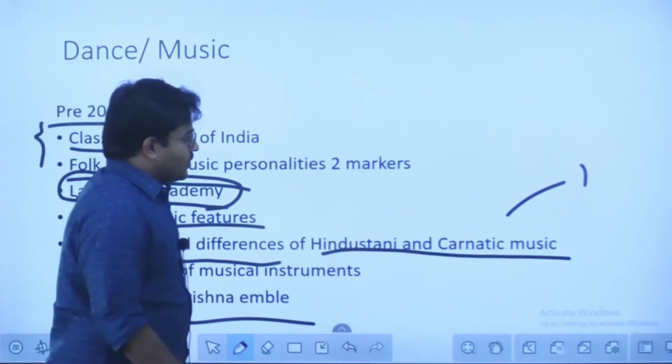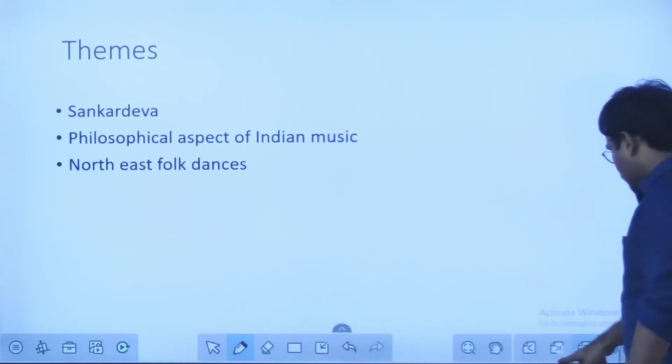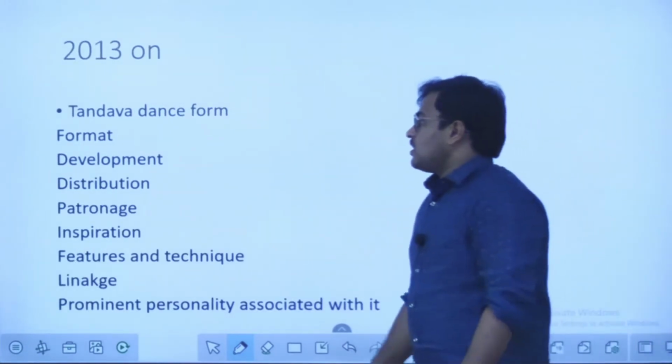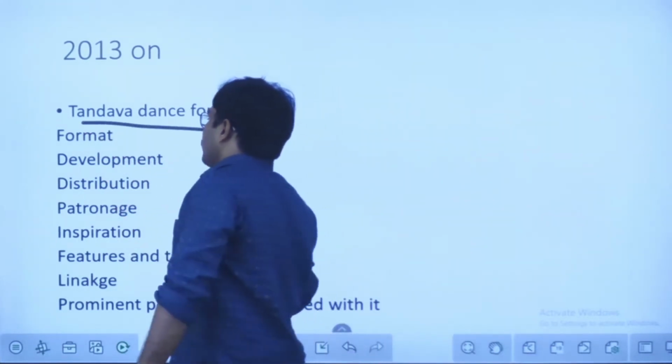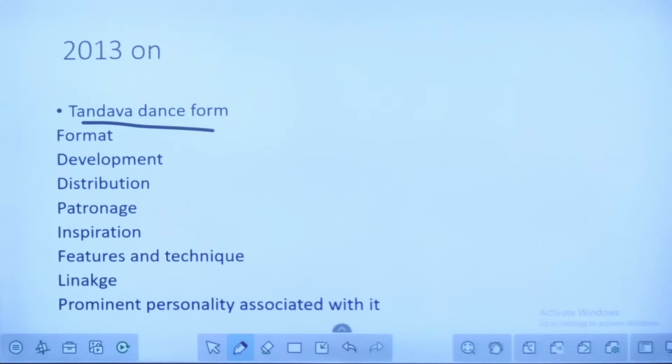Then from 2013 till now, they asked only one question on this cultural theme, that is Tandava dance. There you have to just write the symbolism of Tandava dance. And when it comes to the format, you need to write about first the development, distribution, patronage, inspiration.